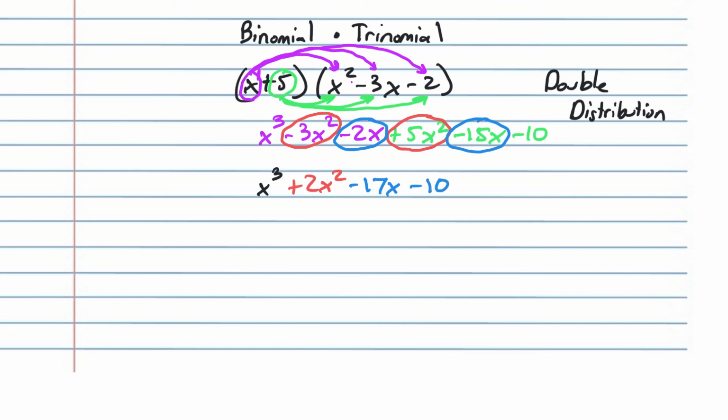And that's it. Even though it's a binomial times a trinomial, it's still a double distribution. It's just a longer question. Now we're not going to do one, but if it was a trinomial times a trinomial, that would be a triple distribution. That gets even more complicated. But for now, this is as complicated as it's going to get, and we'll be practicing this the next couple days as well.